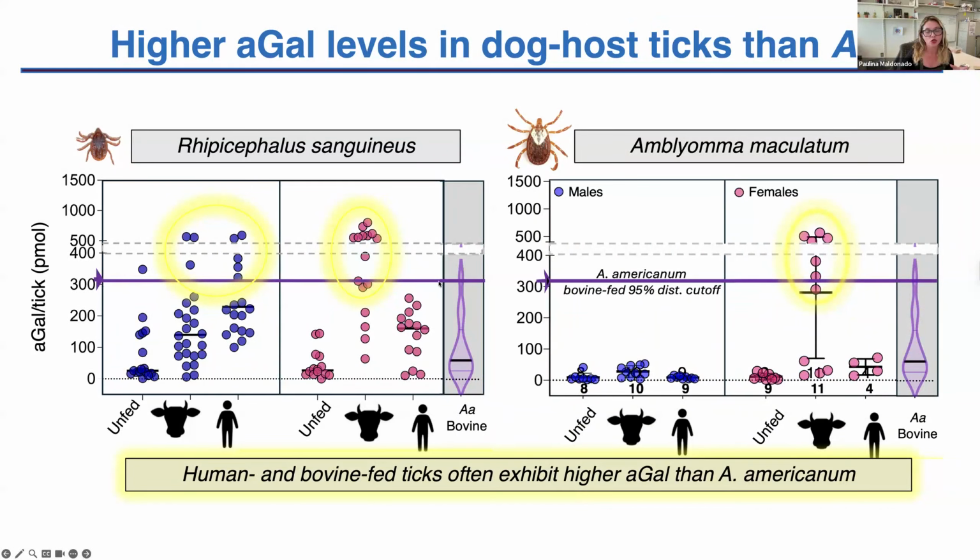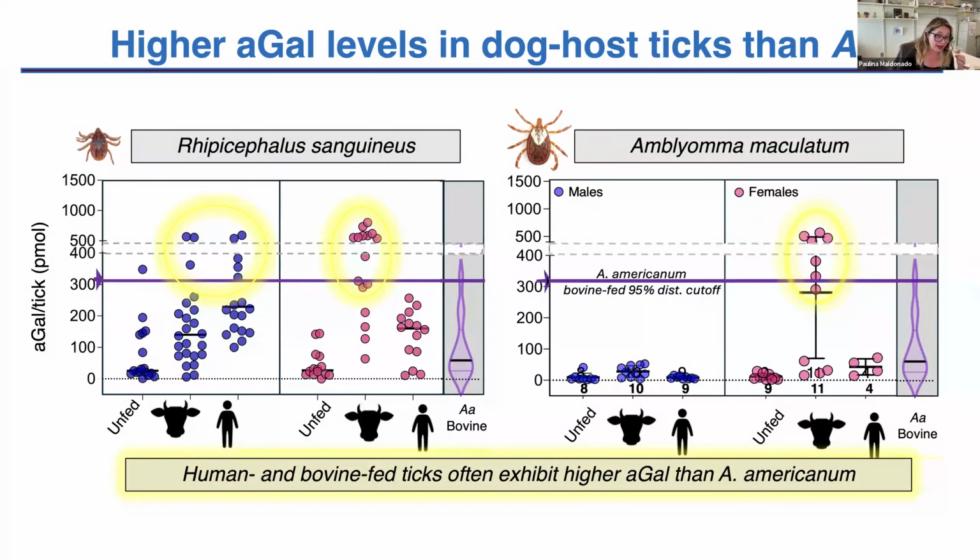Nonetheless, on this figure, I just show you the levels of alpha-gal, and the line shows the 95% distribution of the Amblyomma americanum bovine fed. You see here the spikes that are above that line both in Rhipicephalus sanguineus and also on the right in Amblyomma maculatum. We are collecting more data to support the Amblyomma maculatum results, but we do see that the ticks are capable of producing the alpha-gal epitope.